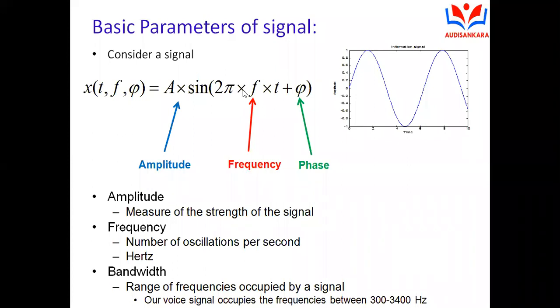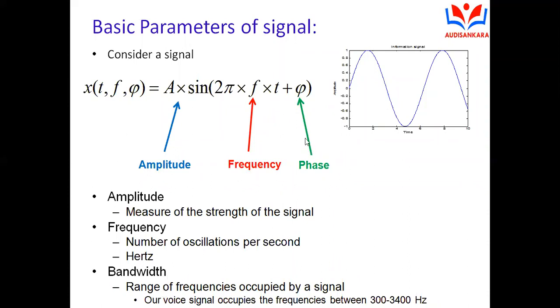Now frequency is the number of oscillations. This is one oscillation. The number of oscillations per second will be measured in terms of hertz or cycles per second. Then phase.